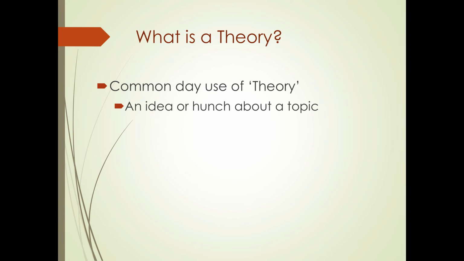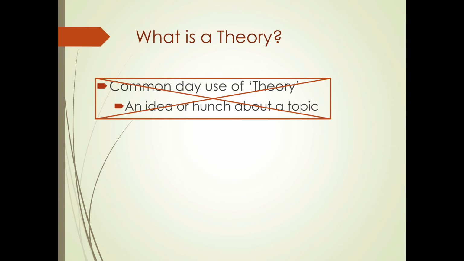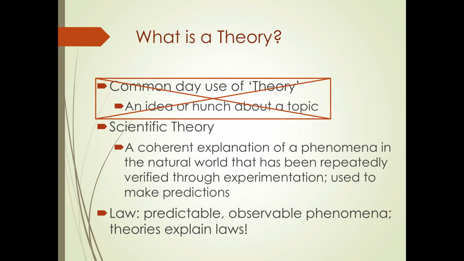Now, another point of confusion for a lot of students is what exactly is a theory? The common everyday use of theory is kind of like an idea or a hunch. So like somebody says, well, my theory is that it will rain today. That's not what we mean when we talk about a scientific theory. A scientific theory is a coherent explanation for a phenomenon in the natural world that has been repeatedly verified through experimentation, and it's used to make predictions. This is different from a law, which is a predictable, observable phenomenon that a theory explains.